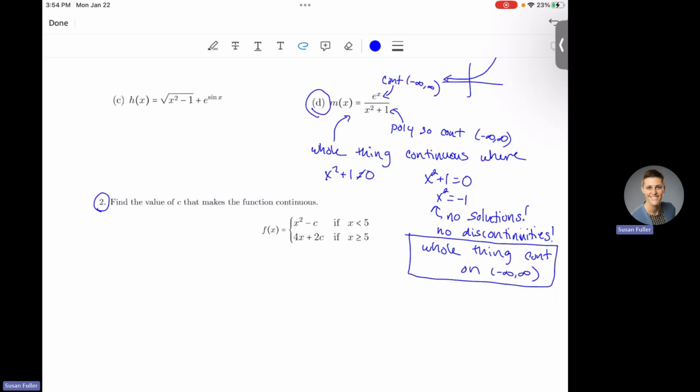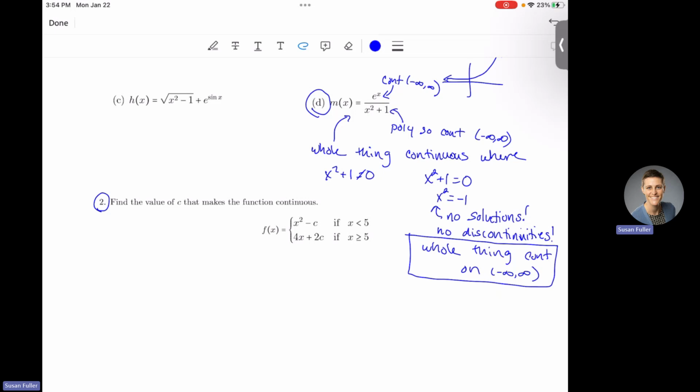If there had been a place down here, if this had been x squared equals 1, in that case, we would have had vertical asymptotes at plus and minus 1. So we would be continuous everywhere except 1 and negative 1. And then you would write that out in your intervals. Negative infinity to negative 1, union negative 1 to 1, union 1 to infinity. Right? We would just cut out the places where you're discontinuous.